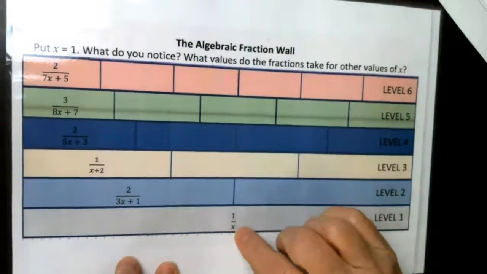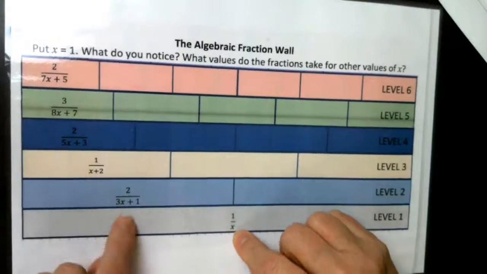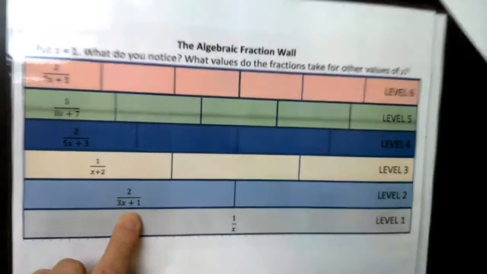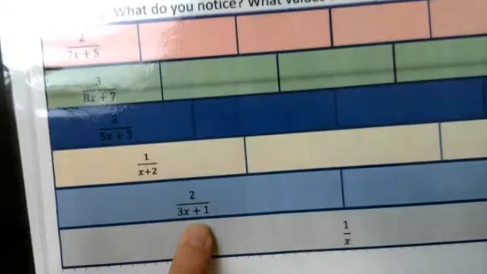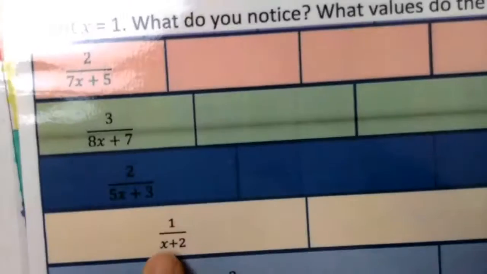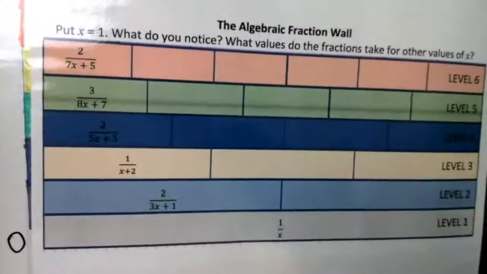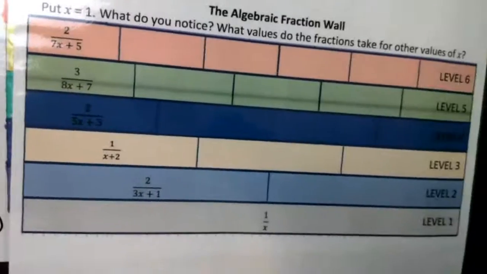So 1/1. If you do each one of these, this is 2/4. Basically the x becomes 1. That one is 1 over 3, which is the level 3, and it's split into 3. So these become the fractions that are in that wall.